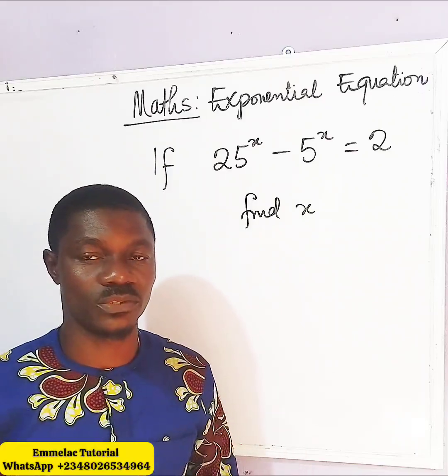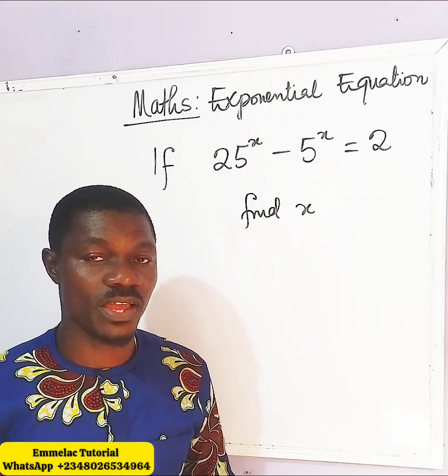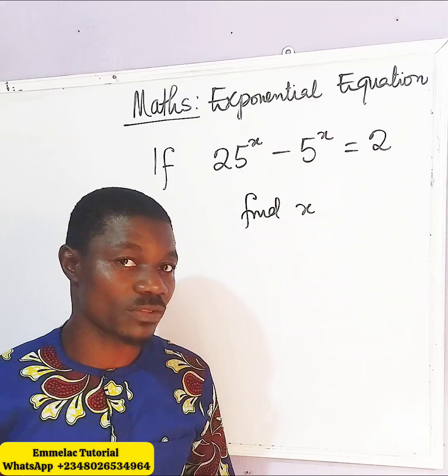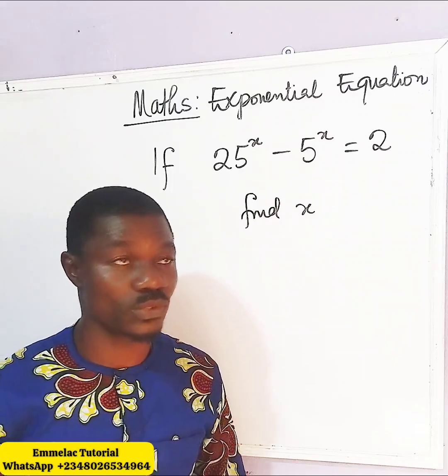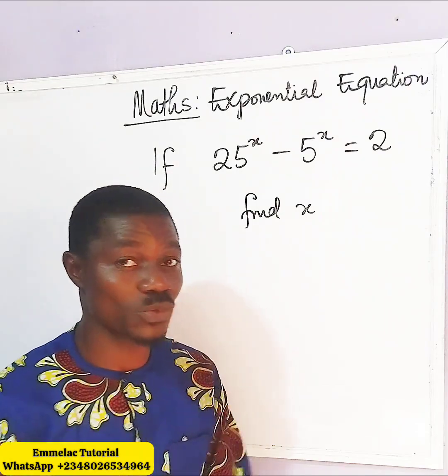Welcome to Emmelac online tutorial, and before us is this beautiful exponential equation. It shows that 25 raised to the power of x minus 5 raised to the power of x equals 2. I am told to find the value of x. So how do we go about it?